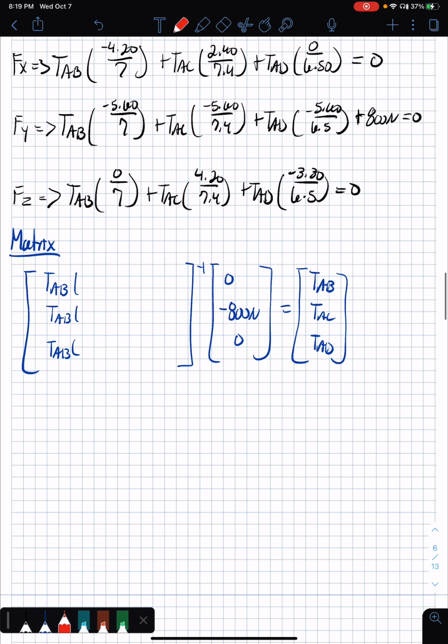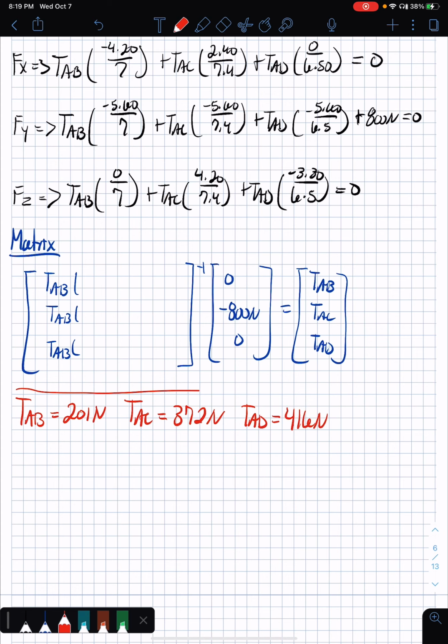With that being said, tension AB comes out to 201 Newtons, tension AC 372 Newtons, and tension AD is 416 Newtons.